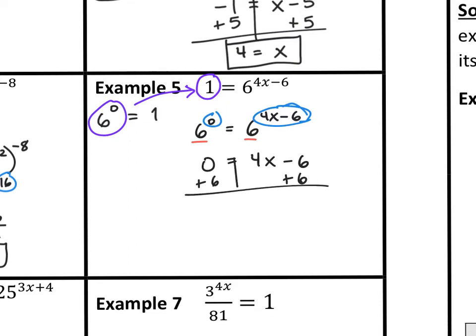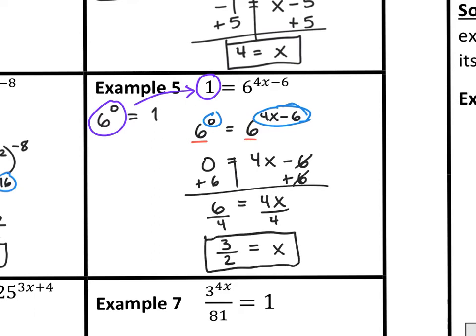solving like algebra. 0 plus 6 is 6. Bring down 4x. These cancel here. The opposite of multiplying by 4 is dividing by 4. And so I get x equals 6 over 4. But can we reduce 6 over 4? Yes, they're both divisible by 2. So 6 divided by 2 is 3, and 4 divided by 2 is 2. So my final answer is 3 over 2.